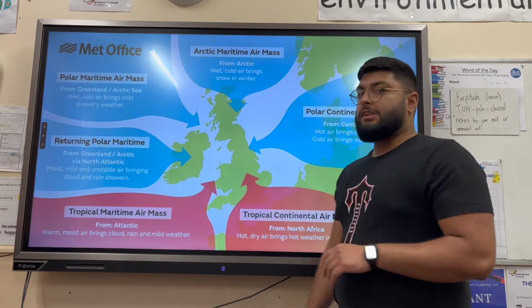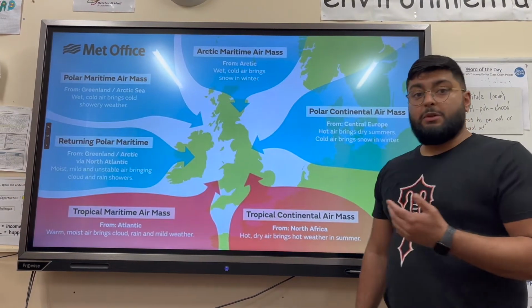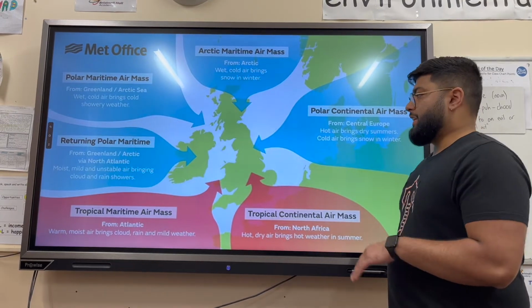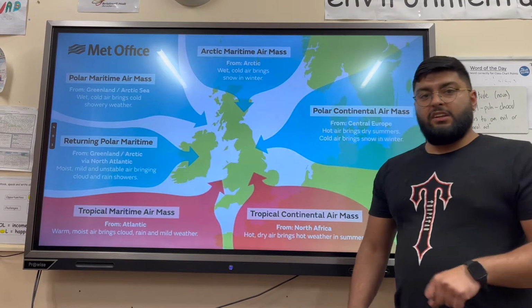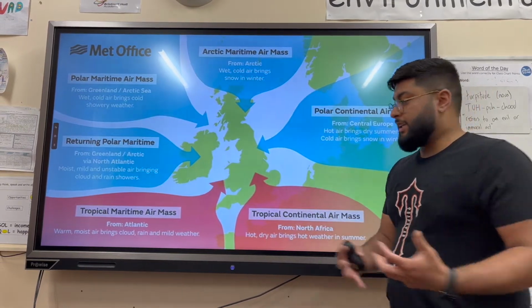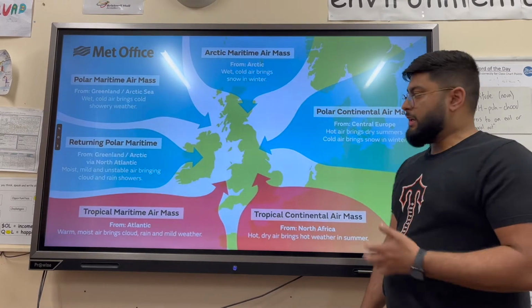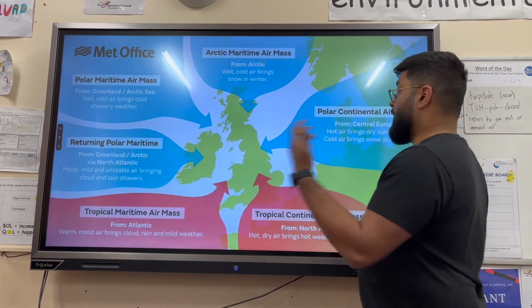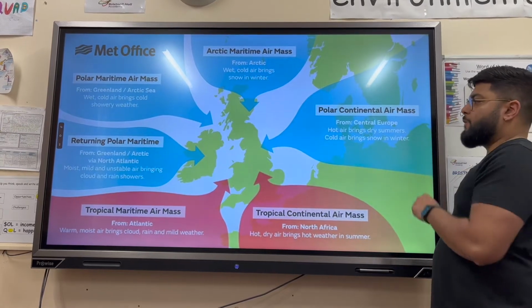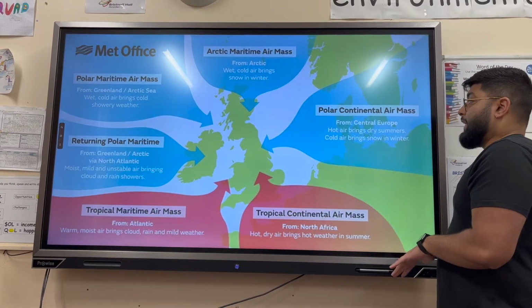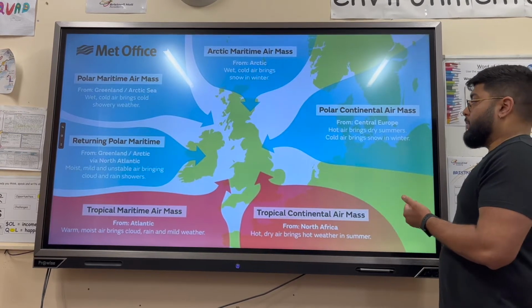So why is the weather so changeable in the UK? Well, one of the reasons is because we get affected by so many different air masses. Maritime air masses are air masses that come over the sea. It's just a body of air that brings certain conditions, whereas continental air masses travel over the land, so they bring drier conditions. The main air masses that affect the UK: polar continental air mass, this is the one that brought the Beast from the East. That brings dry summers, but can bring snow in the winter.